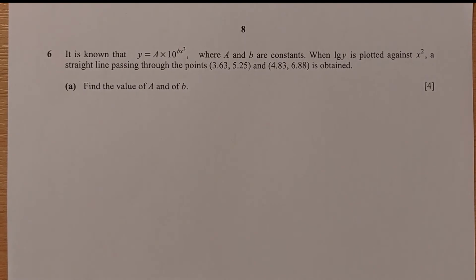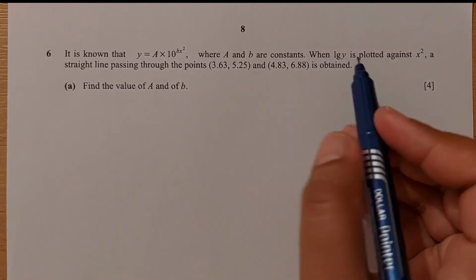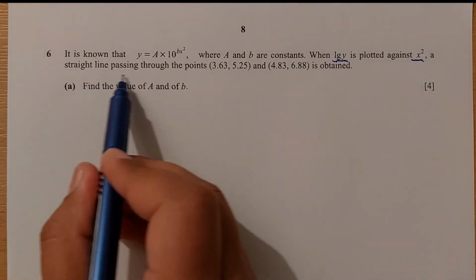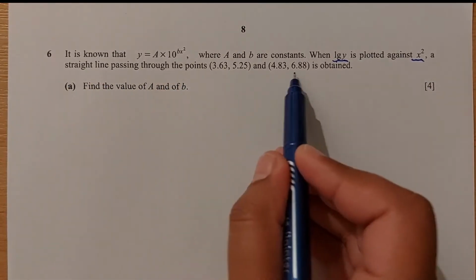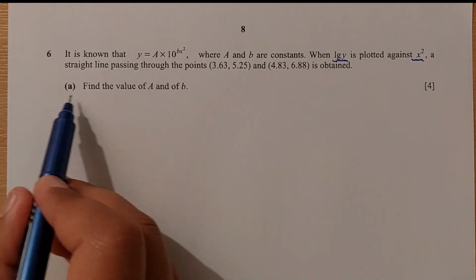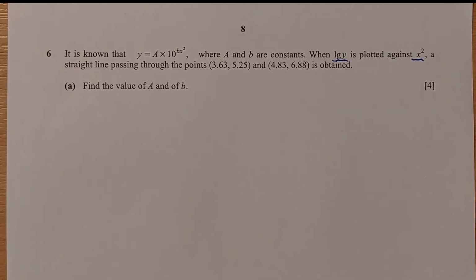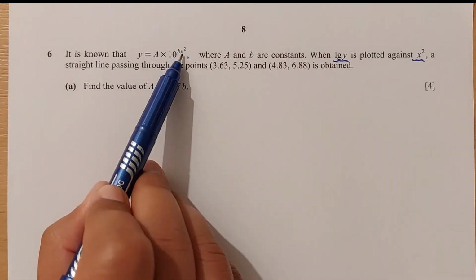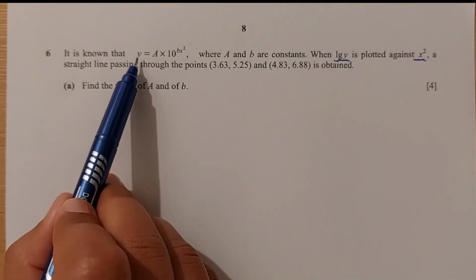Question number 6. It is known that y equals a times 10 exponent bx square, where a and b are constants. When log y is plotted against x square, a straight line graph passing through these points is obtained. For part a, find the value of a and of b. Okay, so this equation we have given, and x square is already here, but for log y, we have y here.